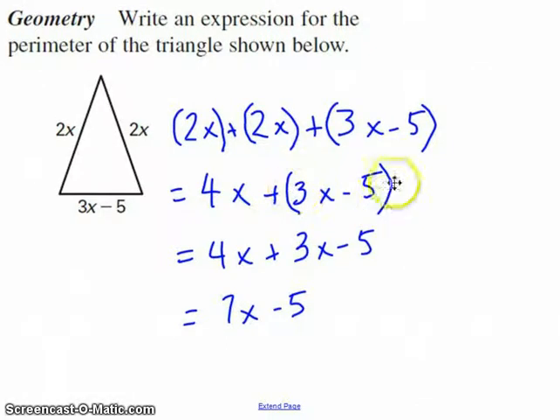So I can wipe away those parentheses now. And that's what I've done in this third row here. Once I do that, I see that I could put these first two terms together. The 4x and the 3x do go together, and I'm going to end up as a final answer with 7x minus 5.